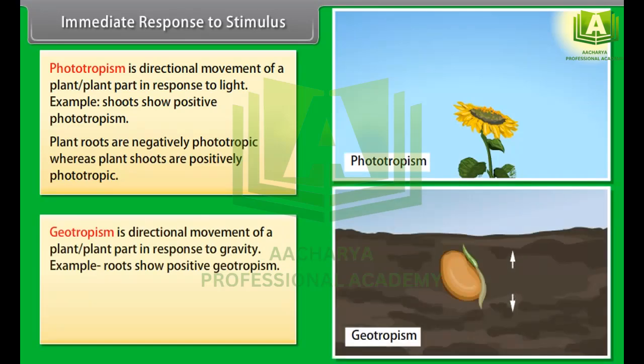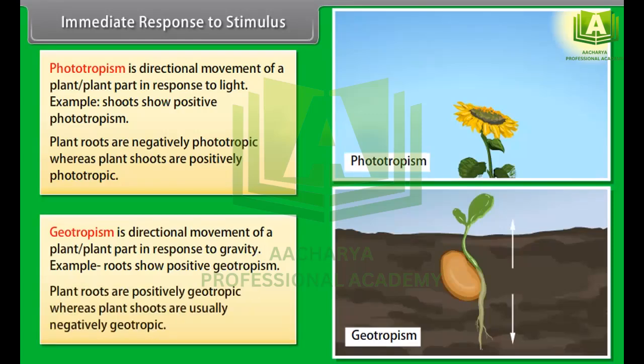Geotropism is directional movement of a plant part, in response to gravity. Example: roots show positive geotropism. Plant roots are positively geotropic, whereas plant shoots are usually negatively geotropic.